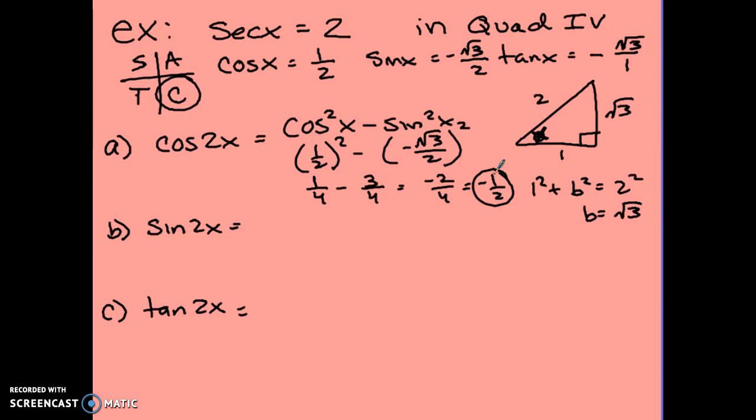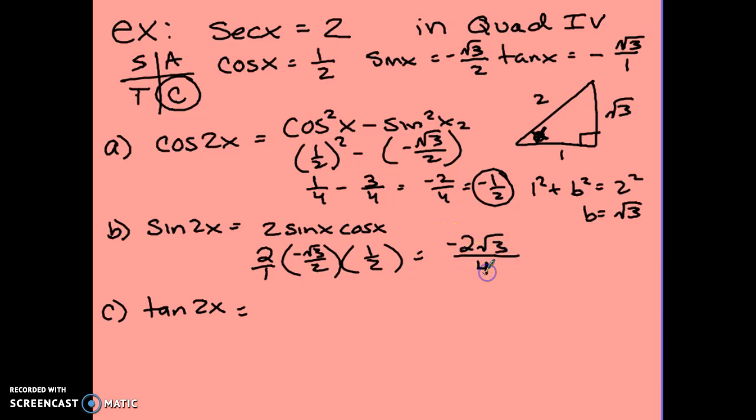Sine of 2x, 2 sine x cosine x. That would be 2 times sine times cosine. Just go straight across. So that's negative 2 radical 3 all over 4. If you want, you could have canceled one of these 2's out, or you can just reduce here. So it's negative radical 3 over 2. Those values probably look familiar. It's your unit circle stuff, so if you recognize that, that's fine too.